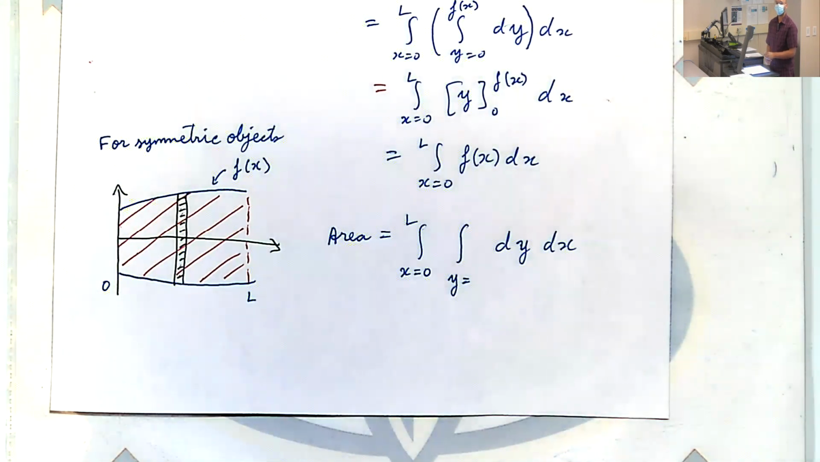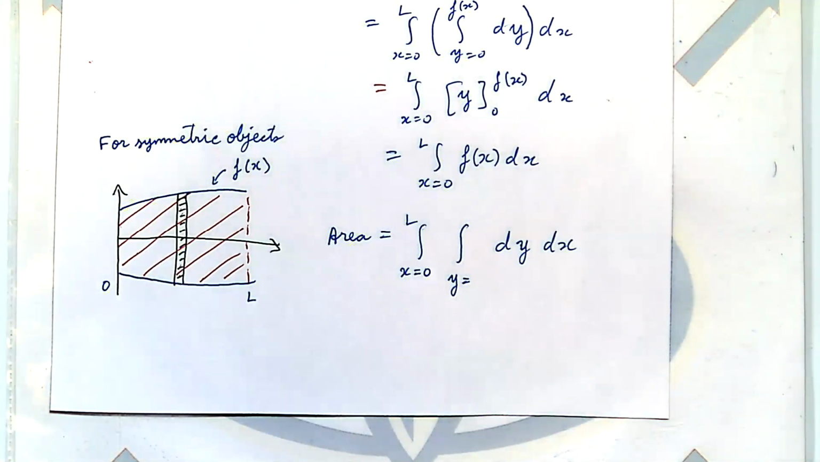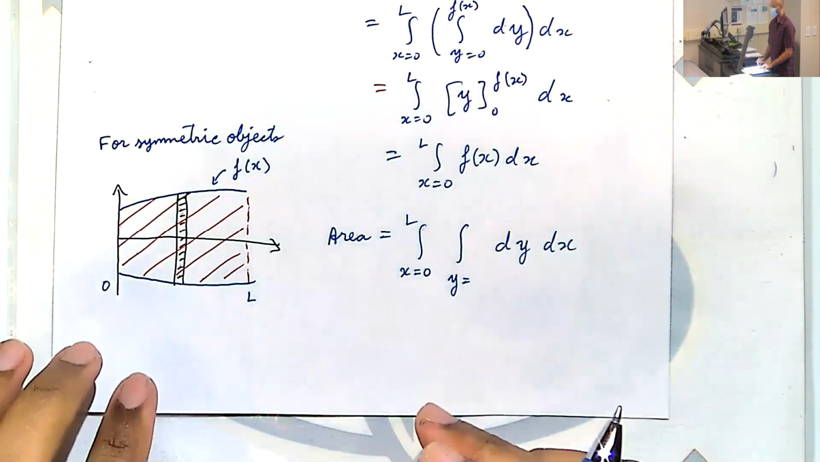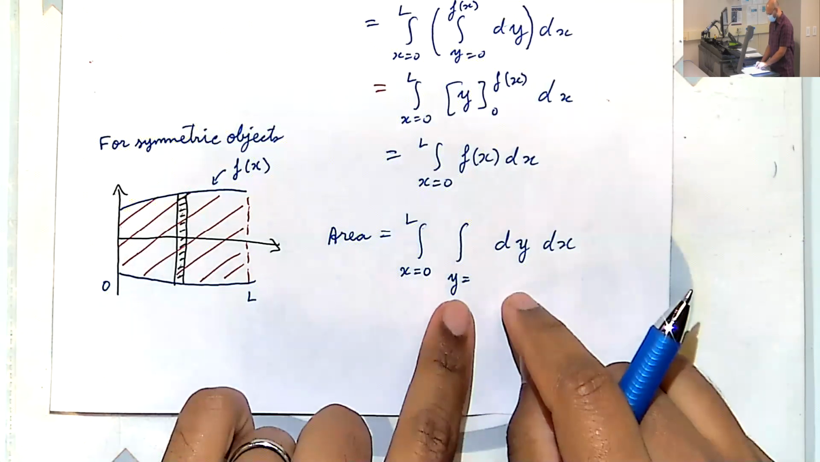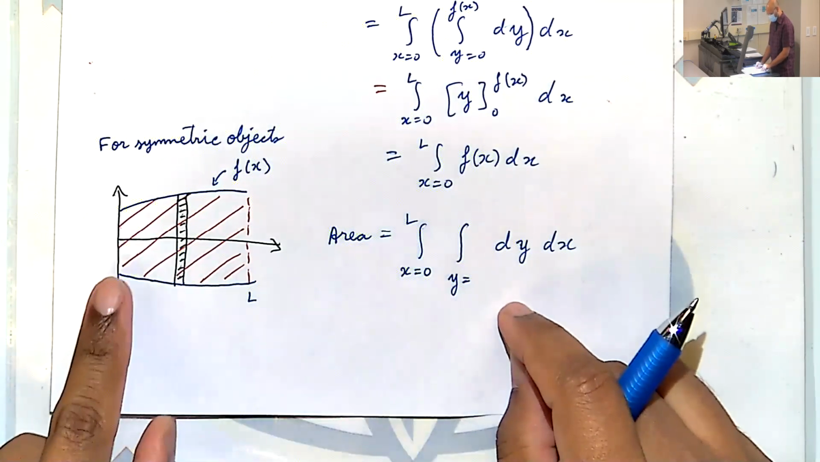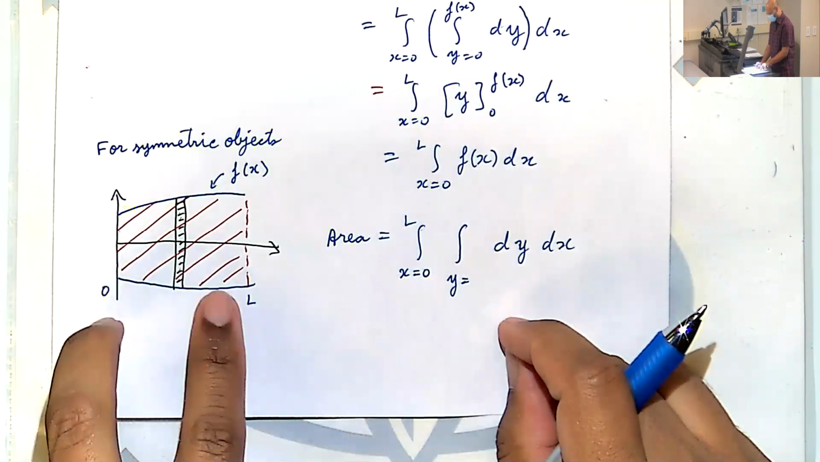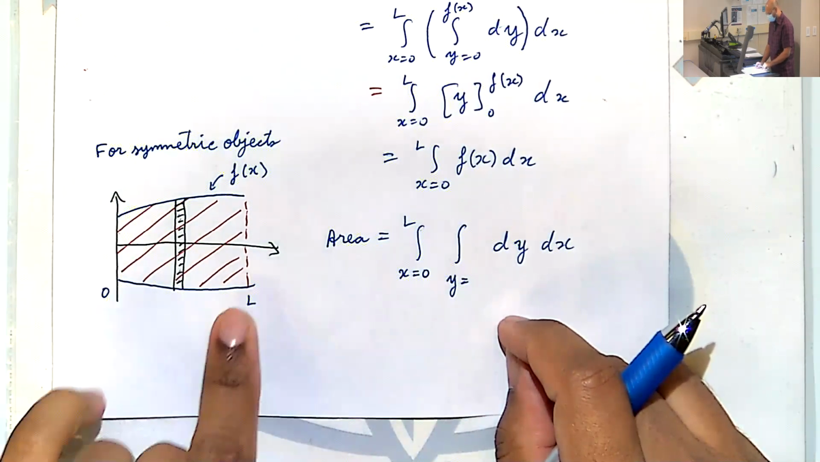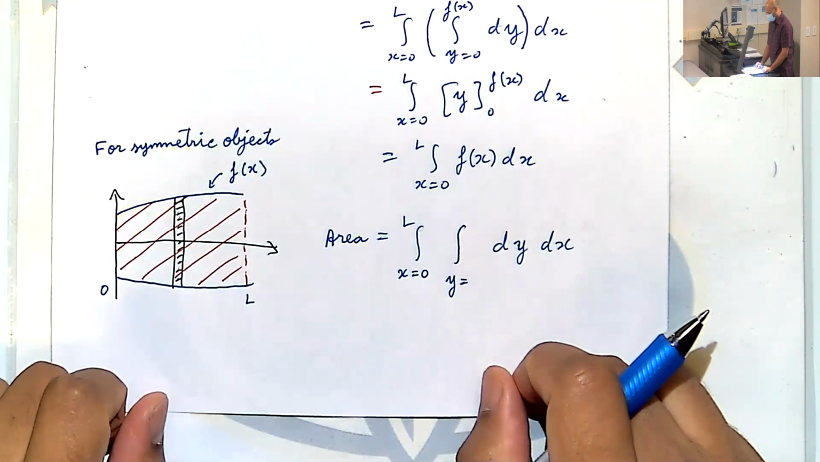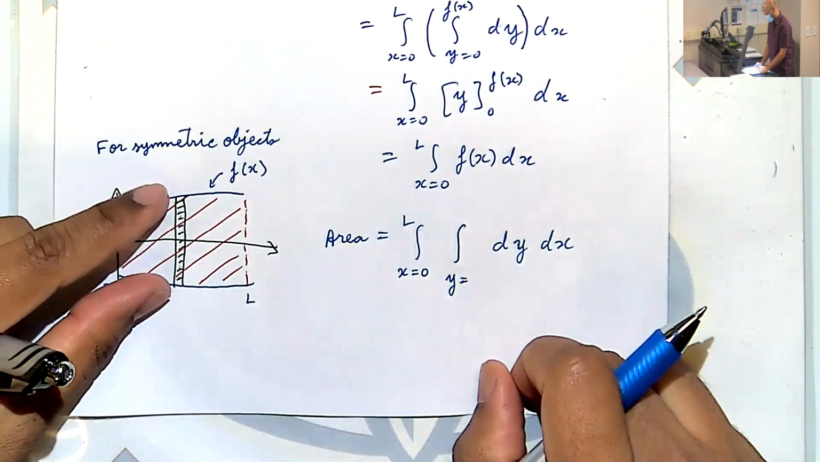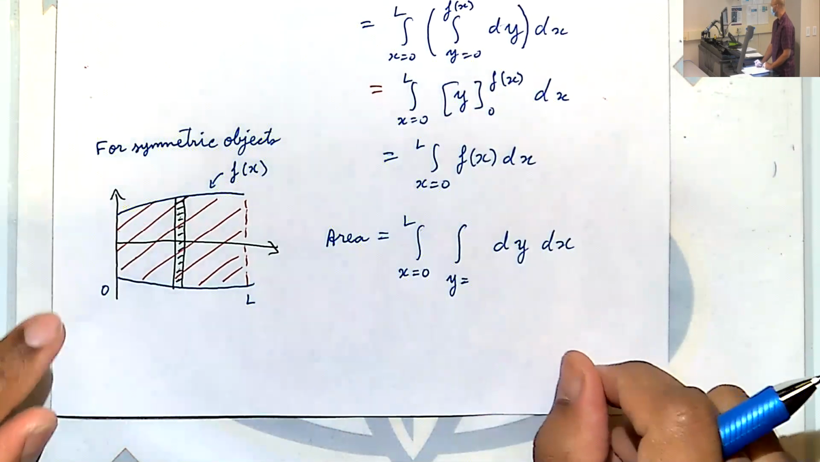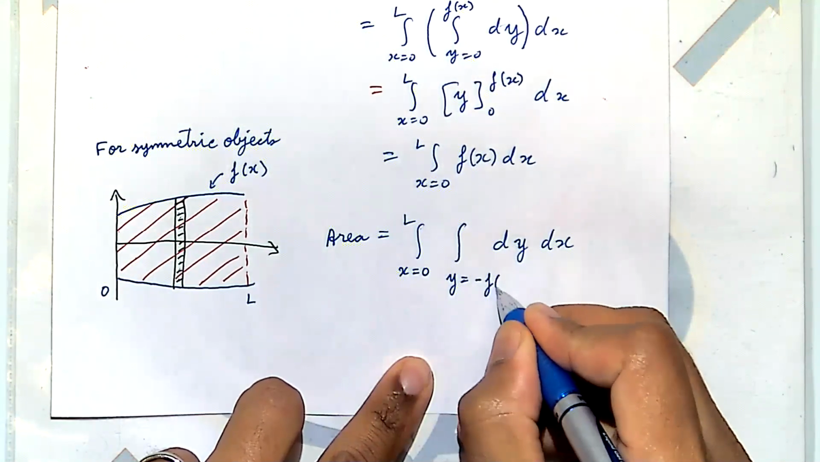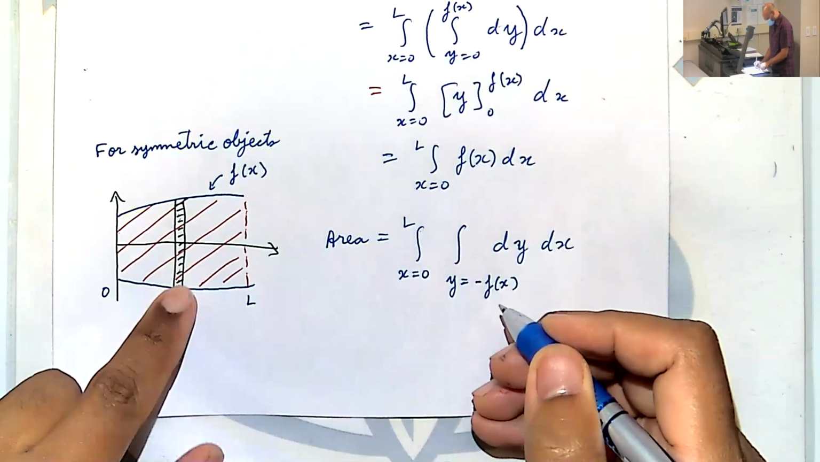Okay, is this making sense? Tell me if it's not. Okay, so y goes from what to what? X goes from 0 to L, that's obvious. That's the only thing we need to describe the inside of our object. But what about y? Think about this strip. What's the height of this strip? Would you go from negative f of x to f of x? Yeah, you go from minus f of x to plus f of x.